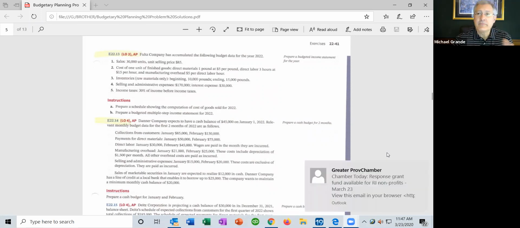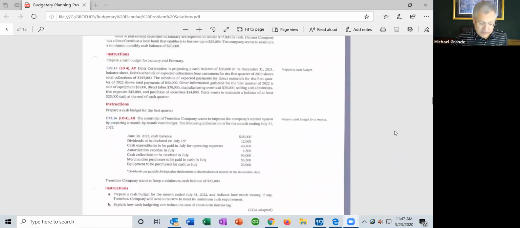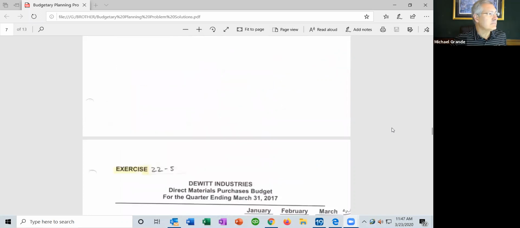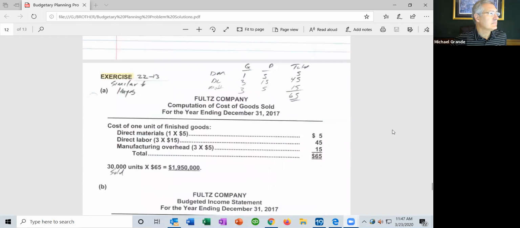What do we need to do? A, prepare a schedule showing the computation of the cost of goods sold. B, prepare a multi-step income statement for 2022. So a budgeted income statement. Let's look at the solution. Let's look at the beginning of it. First thing they're asking us to do is calculate cost of goods sold.